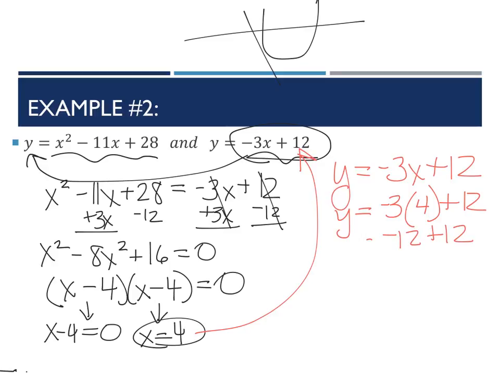And that value is at y equals 0. So as a point, it crossed at the x value of 4, y equals 0. That parabola and straight line crossed only one time at the point (4, 0).